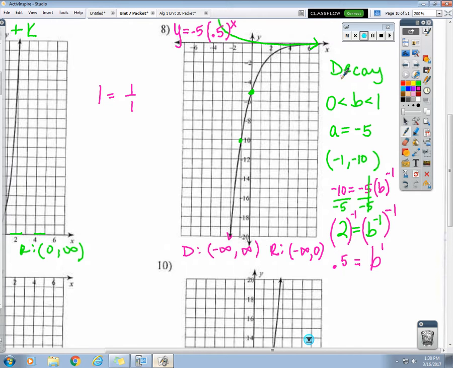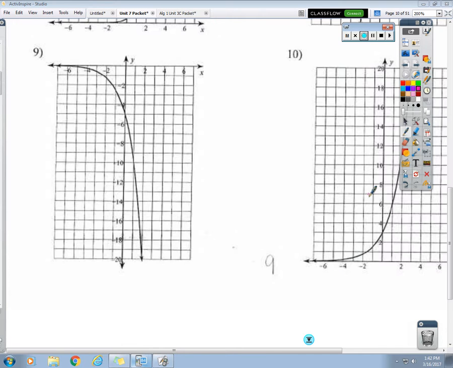Okay, so why don't you try number 9? Okay, number 9. Is this a growth or a decay? It is a growth. Okay, because think about it. Before it was reflected, would it have looked like this? Okay, that's what it would have looked like before they flipped it over. So that's a growth that's been reflected. So that means our b value will be greater than 1 because it's a growth. What is our a value? -5. And that negative is the reason it got reflected, because it had to pass through -5 on the y-axis.